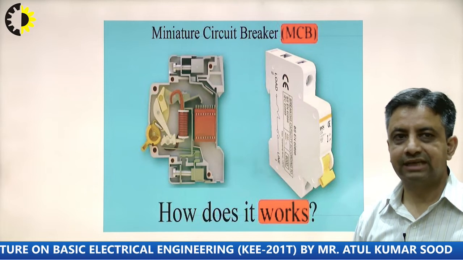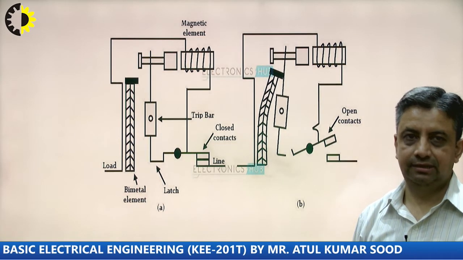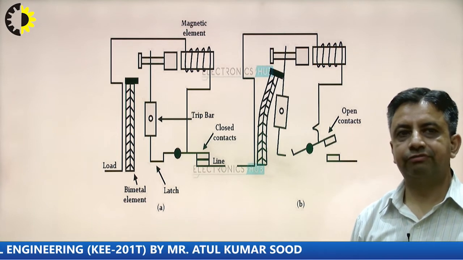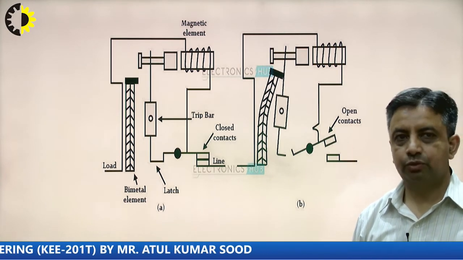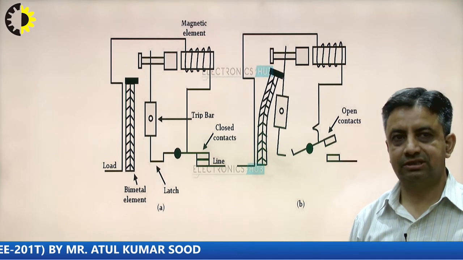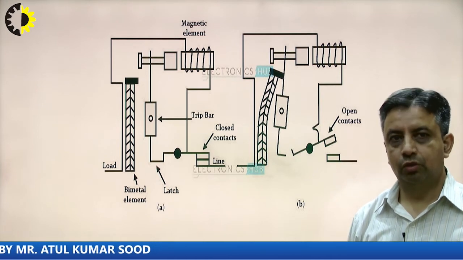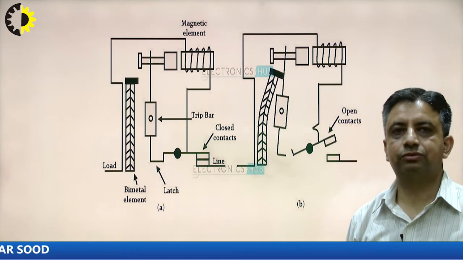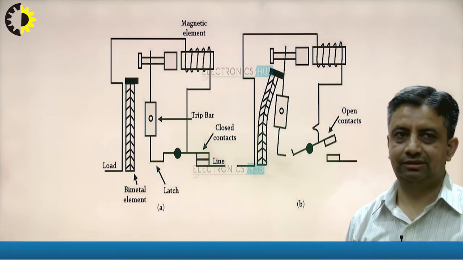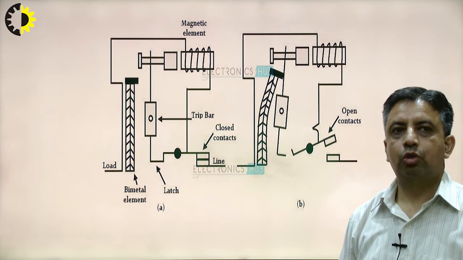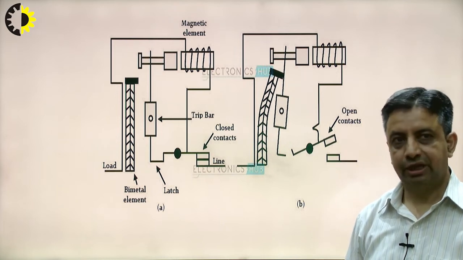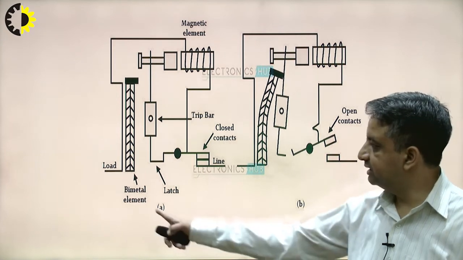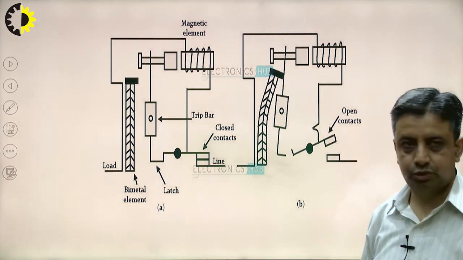Now how this MCB works, let us see here. As we know, the basic function of this MCB is to provide protection first for the overload condition and second for the faulty condition, that is also known as short circuit condition. For overload protection, we generally use the bimetallic element. As you can see here, this bimetallic strip is shown.